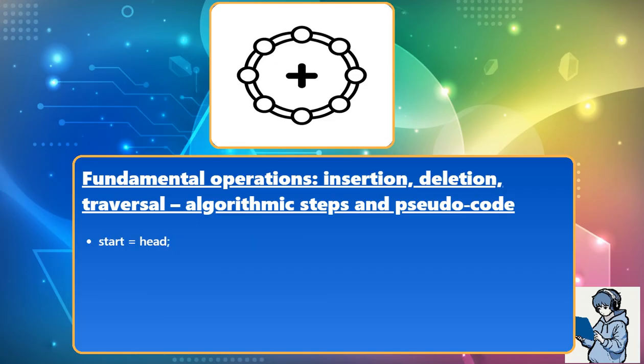Traversal. start equals head. Do: process start.data, start equals start.next, while start not equal to head.